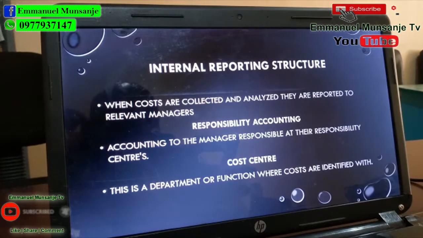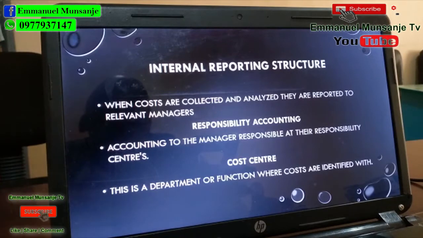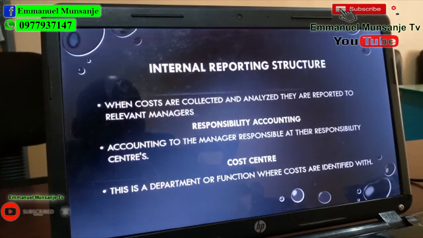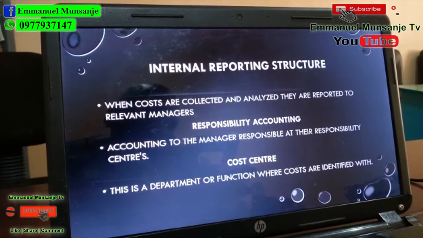Responsibility accounting. When you look at accounting to the manager, it means you are given a certain responsibility to execute. Then you account to somebody above you to say, according to my jurisdiction, this is what I have done. And that is called responsibility accounting. Another concept worth knowing is cost center.